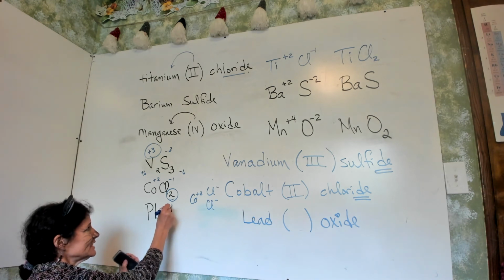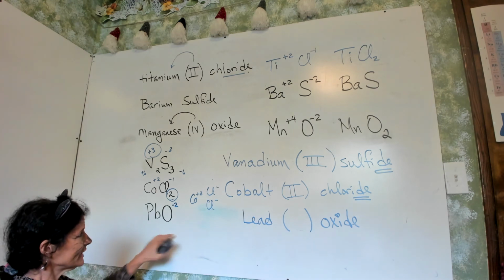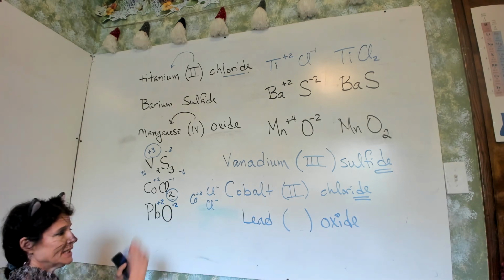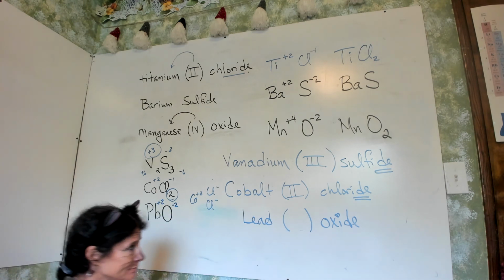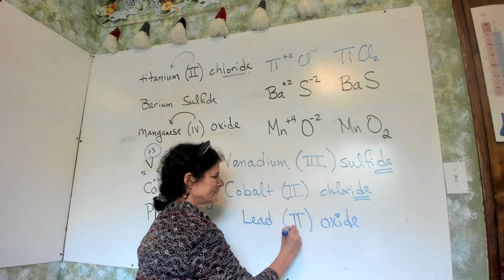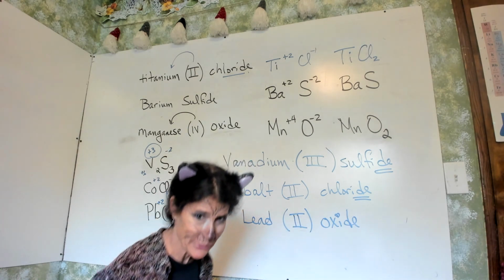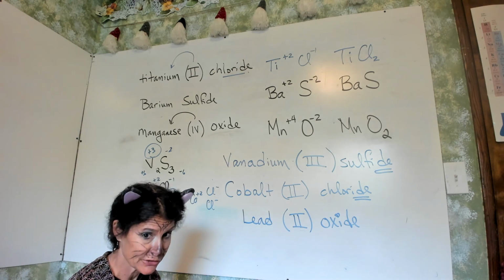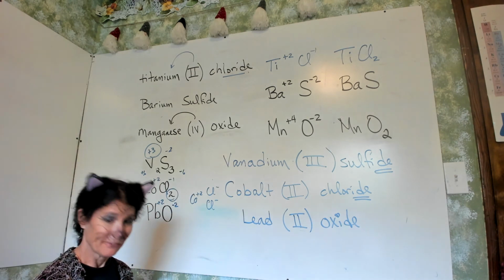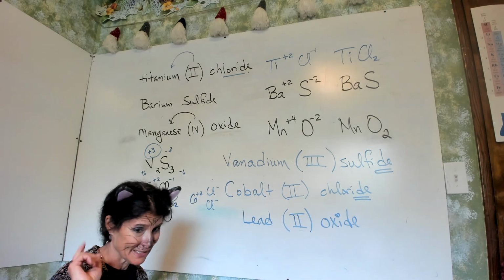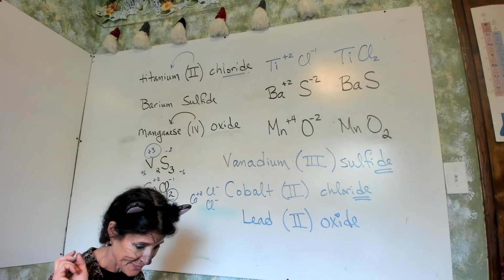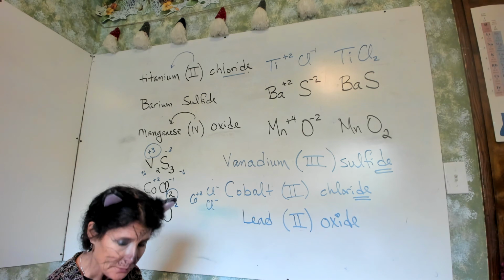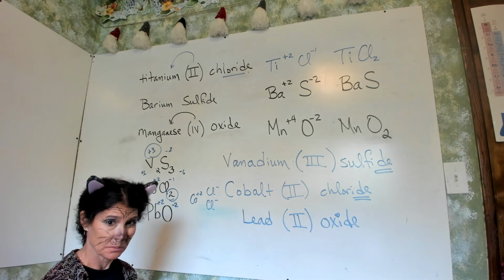So my oxygen is a -2. I have 1 of each. That means Pb, plumbum, is a +2. The ones that get the Roman numeral, the ones that do not, it's the first 2 columns. The first column, the alkali metals get a +1, and the earth metals get a +2, and the other metals can go all over the place.